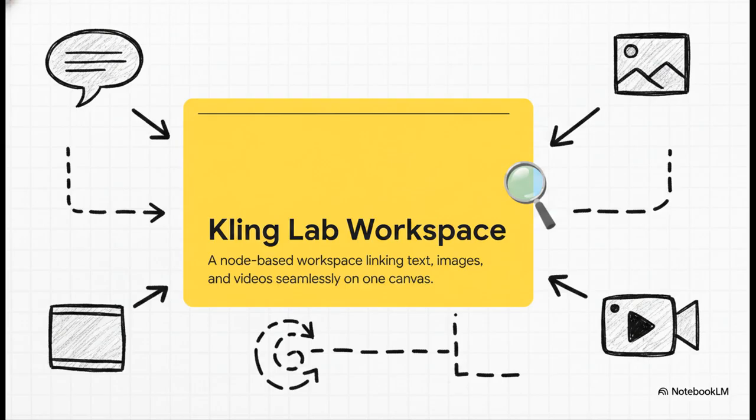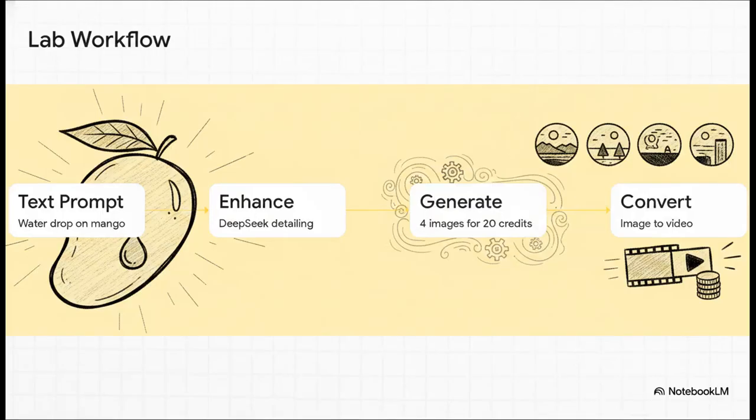You aren't opening a dozen tabs or downloading files just to re-upload them somewhere else. Everything just flows continuously. You can literally type out a prompt for, let's say, a water drop on a mango, generate 4 variations for 20 credits, and then immediately push your favorite one right into the video generator without ever leaving the page. The DeepSeek integration enhances your prompt right there on the canvas. You pick the best image, hit a single button, type how you want the camera to move, like zoom out to a drone view, and boom. For 10 more credits, your still image is now a dynamic video.